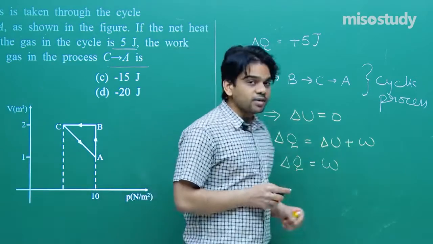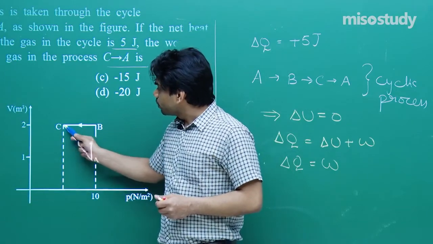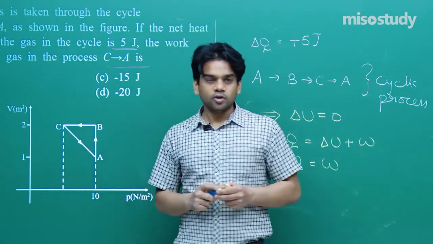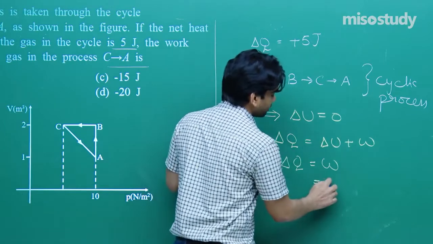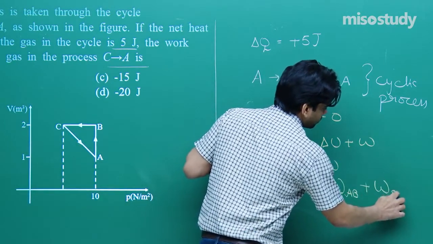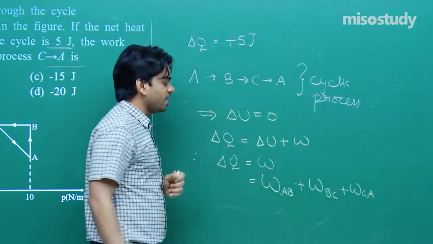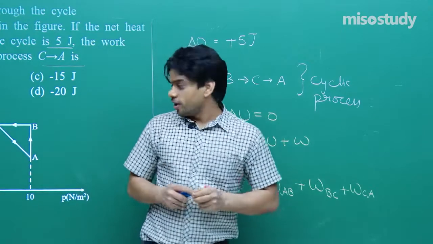Next, the work done for the entire process can be written as the work done during A to B, plus the work done during B to C, plus the work done during C to A. So we can write this. Next, work done during A to B.